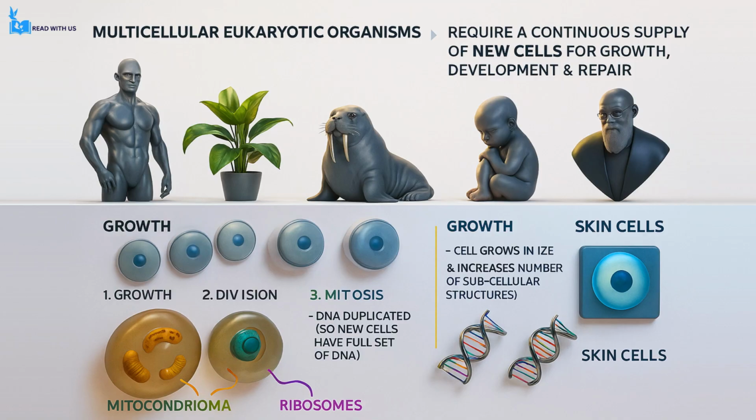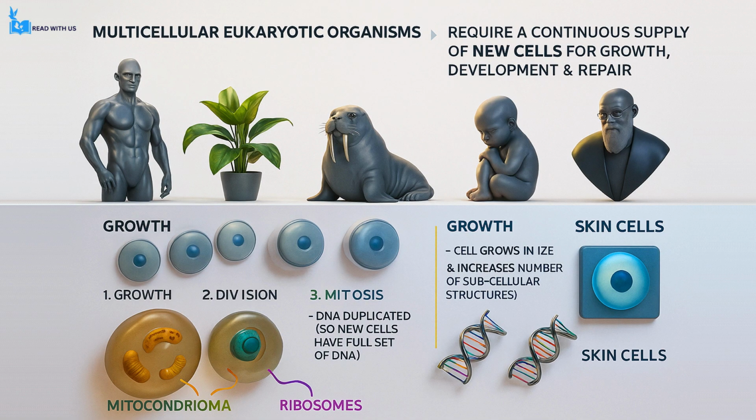In this video, we are going to examine the process of how cells divide, with a particular focus on the important role played by structures known as chromosomes. All multicellular eukaryotic organisms, whether they are humans, plants, or even large animals like walruses, require a constant supply of new cells to support their growth, development, and the repair of damaged or aging tissues.